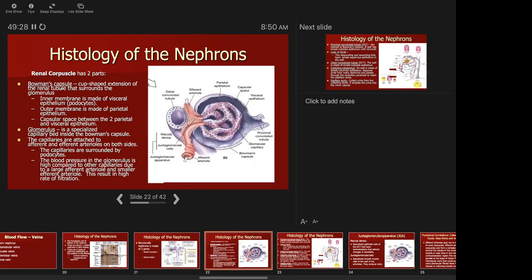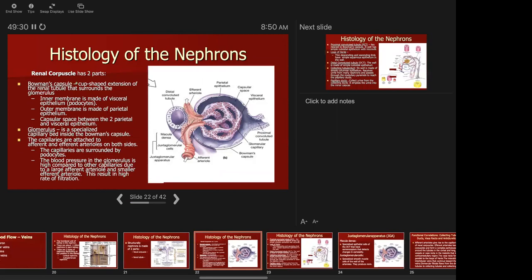So if you take more detail structurally, you see that the Bowman capsule inside is made of a tuft of capillaries covered by certain cells. Okay, so some specialized cells. So this is how it looks like. This is the afferent arteriole, this is the efferent arteriole, and all these are a tuft of capillaries that bring in blood, and the blood is filtered.